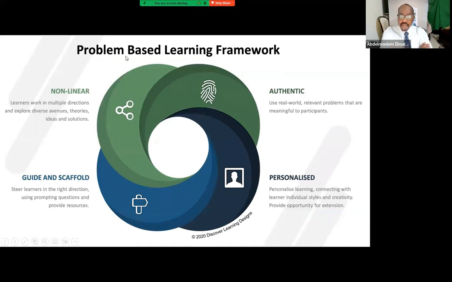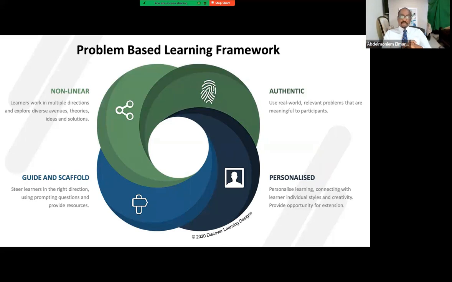Now, the main features of the PBL, problem-based learning framework, are that it is not linear, but it works in multiple directions. It is non-linear. And so it explores diverse avenues, diverse theories, diverse ideas, and solutions. This is one feature. The other feature is that it's real. It's the real world. I don't just talk to you about abstract knowledge and issues. We use real world problems, relevant problems that are meaningful to the participant. And it is personalized because different students have different learning needs. And this is why it personalizes learning, connecting with learner individual styles, creativity, and opportunity for extension. All of these things, problem-based learning will give the chance for.